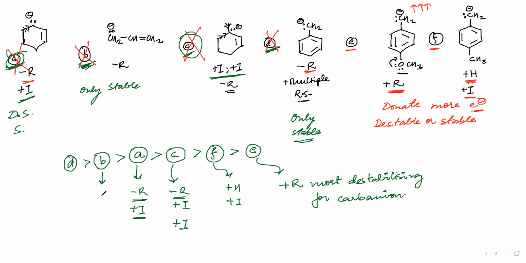And this we have minus R. This also we have minus R, but this has more resonating structures, and this has less. That is why D is the most stable.